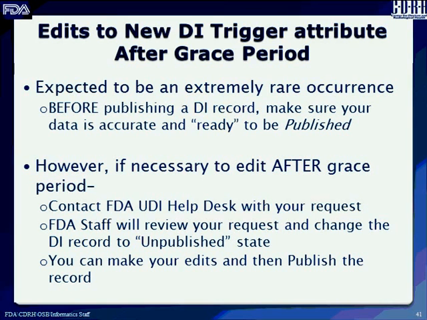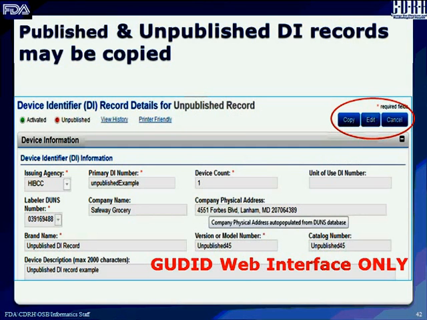So talking about copy. Those of you who plan to use the web interface only may be interested in this. This is only applicable to the GUDID web interface option. So published and unpublished records, if you recall, have passed all the business rules, and therefore we consider them to be good quality records. Those records may be copied. So if you see any published or unpublished record, you will notice copy as a function that is available to you.